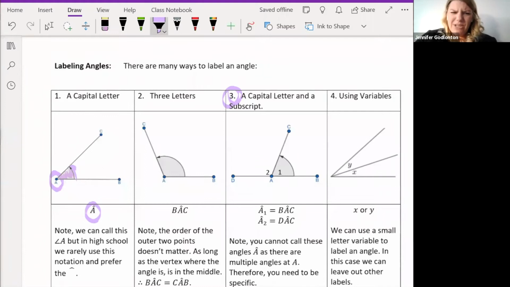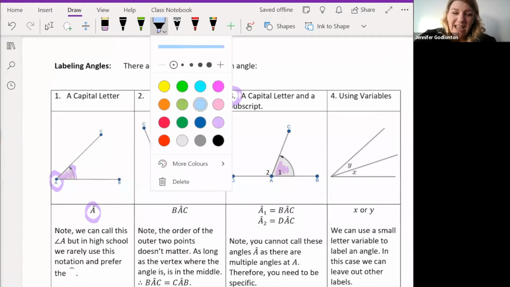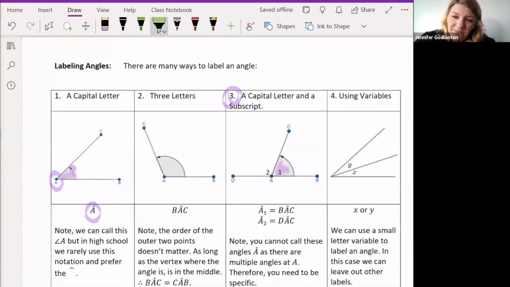When I have a situation like 3, if I'm wanting this angle here, I can't just call it A anymore because that's A. And then what about that one? I would also have to call that A, and I can't have 2 that are both called A that are different angles. So when that happens, we have to use 3 different letters. So let's look at number 2 to see how that works.